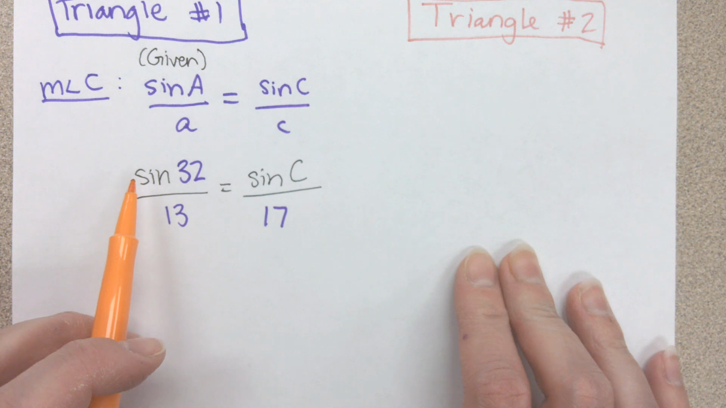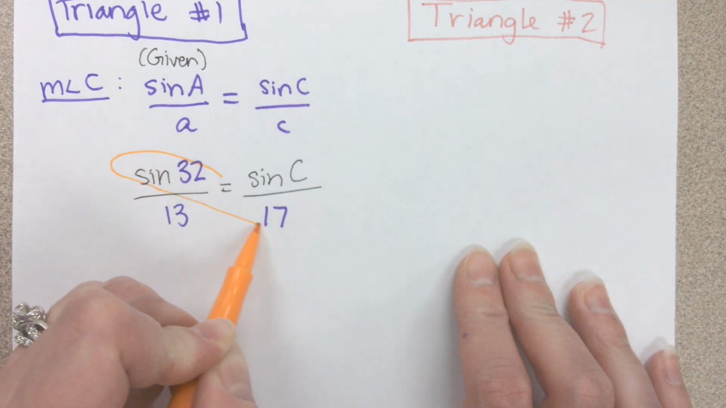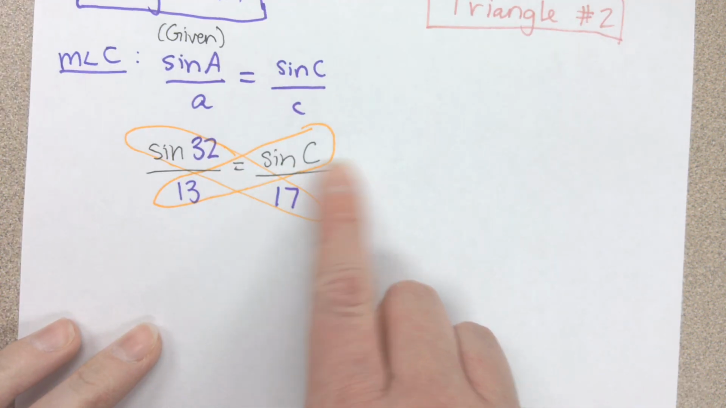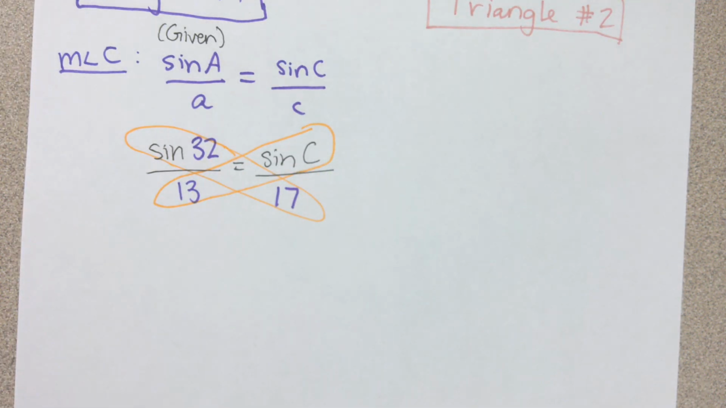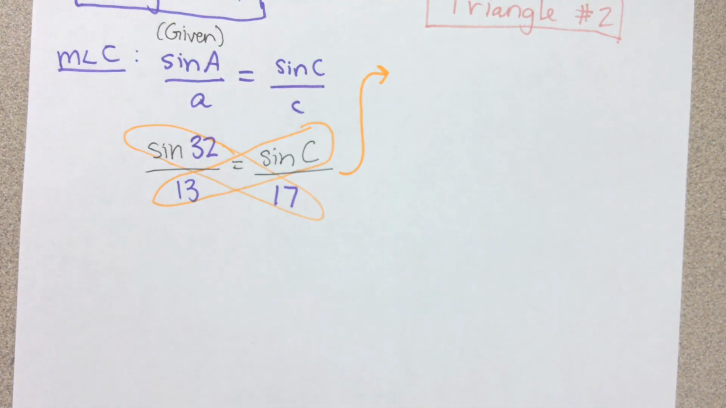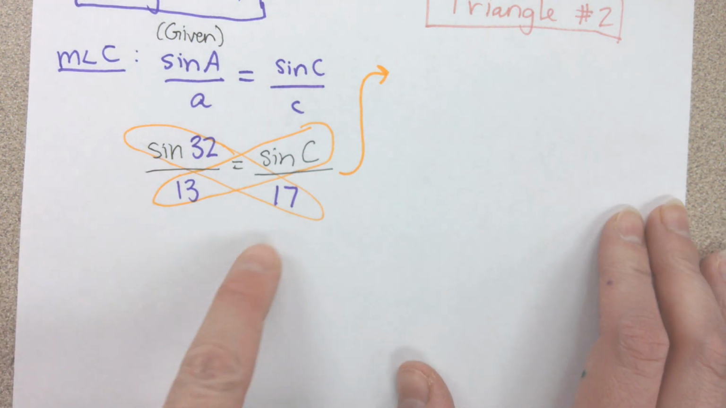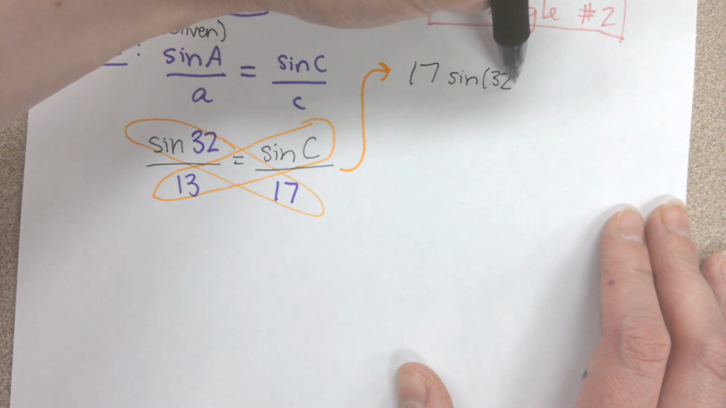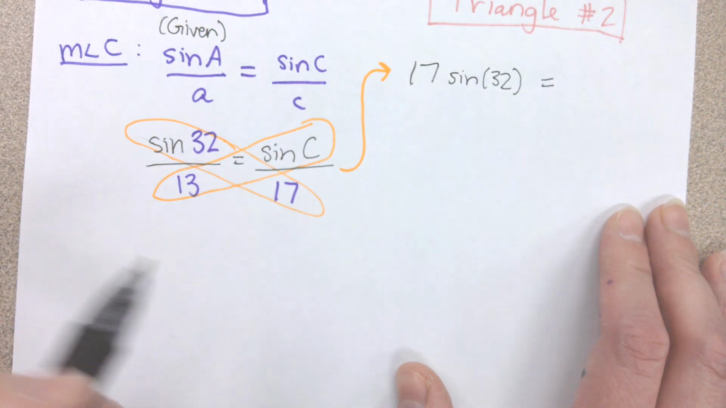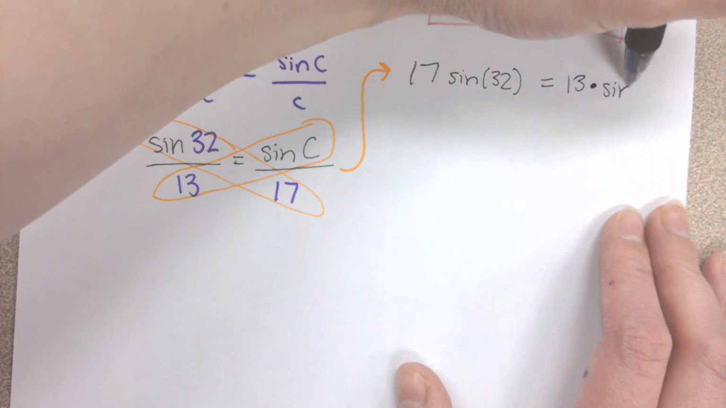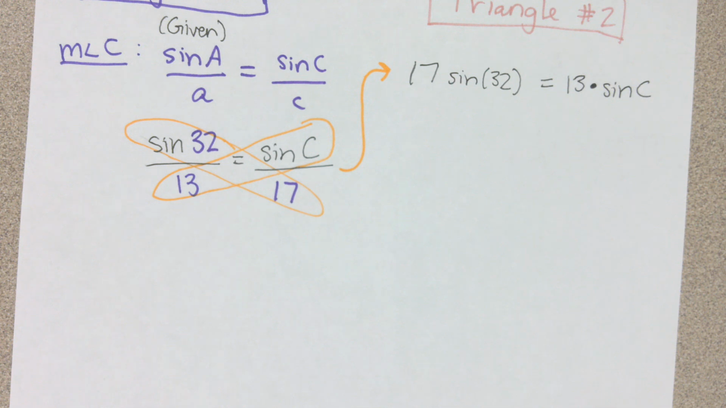All right, per usual, we're going to cross multiply. And this is the not nice case of cross multiplying because sine is attached to C. We don't have the letter by itself. So this is one where you will definitely want to write out the algebra. Crossing left, I have 17 sine of 32. Equals, crossing right, 13 times sine of C. If it helps to write that times there so you know what to do next, then do it.